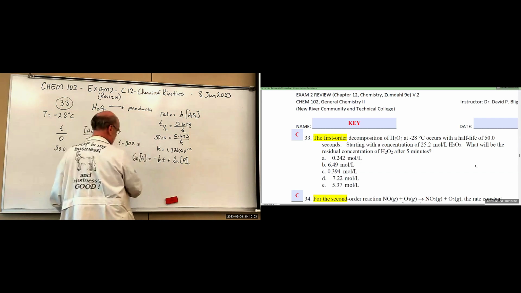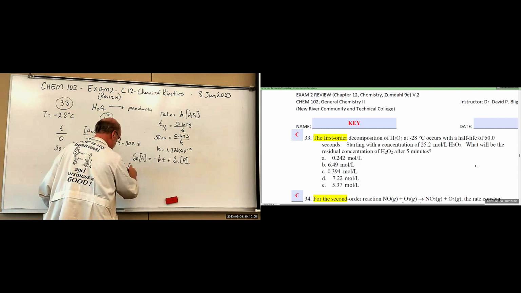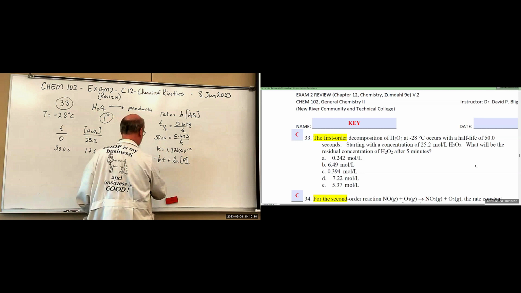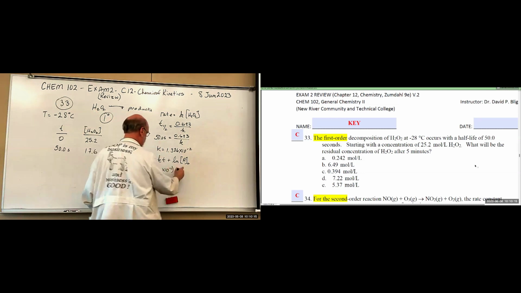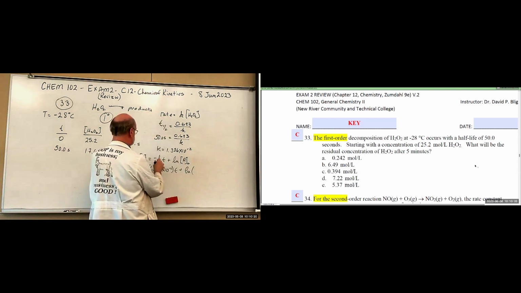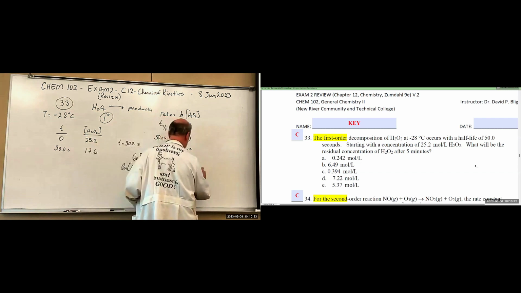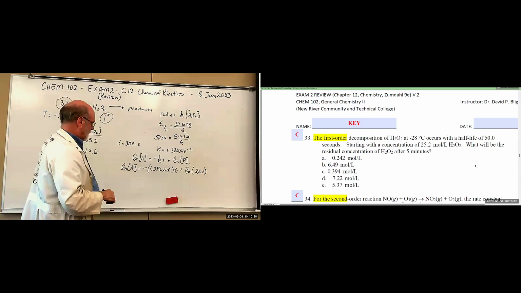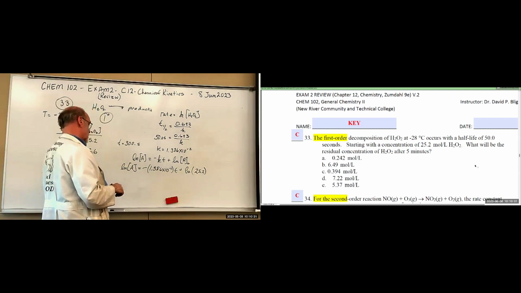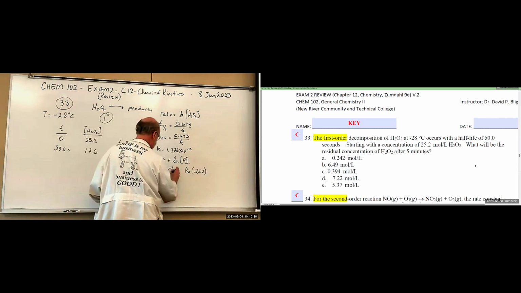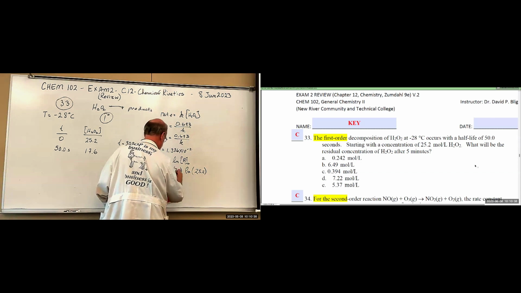And we know K. So this value is equal to minus the K value here, 1.386 times 10 to the minus 2 times time, plus the natural log of 25.2. There we go. So, oh, I forgot to put time in here. It's 300. There we go.